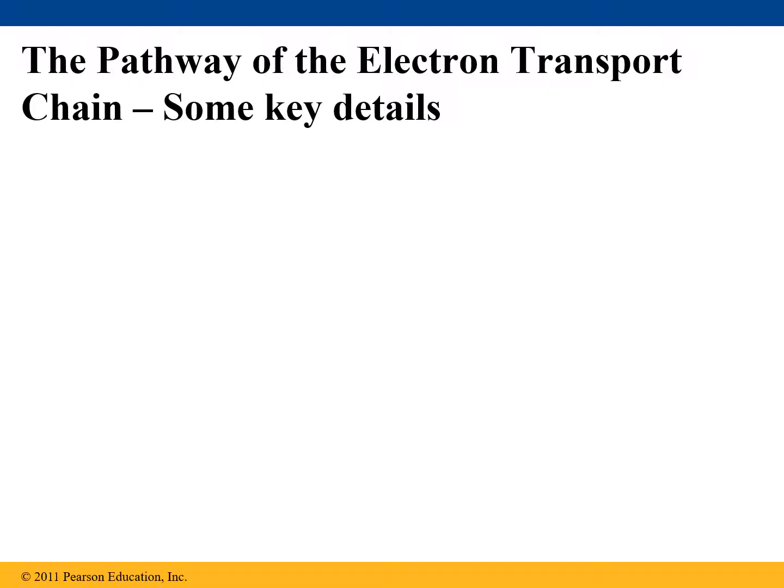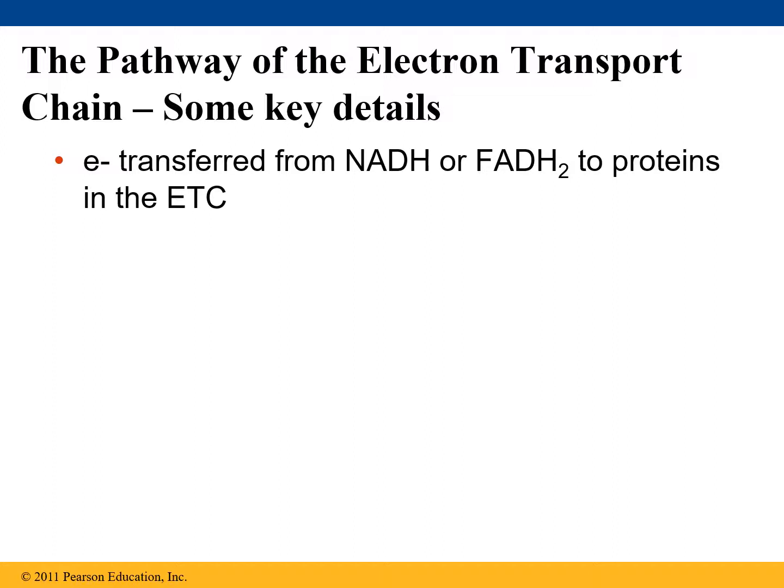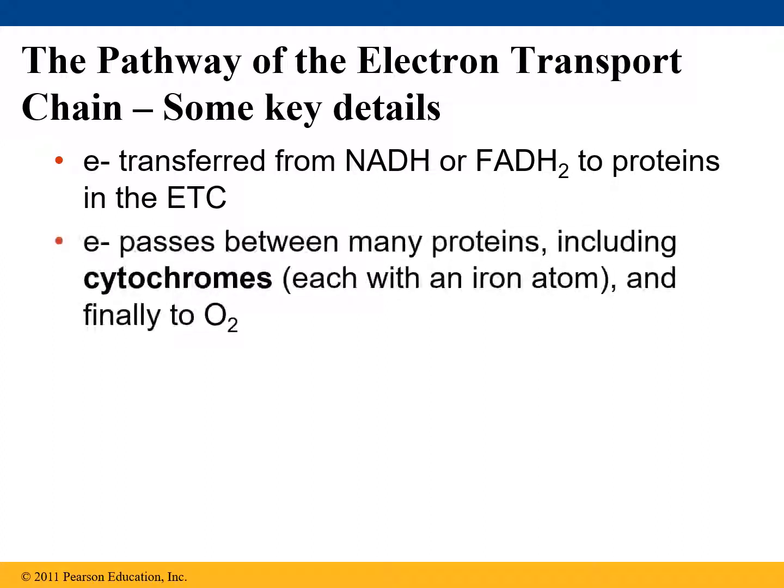All right, a couple key details about the electron transport chain. The electrons get transferred from NADH or FADH2 to proteins in that chain. The electrons are going to pass between many proteins. That includes ones called cytochromes. And finally, they end up in oxygen. Remember, oxygen is really good at grabbing electrons, so it makes for a really good final electron acceptor because it is so electronegative. It really, really likes electrons.